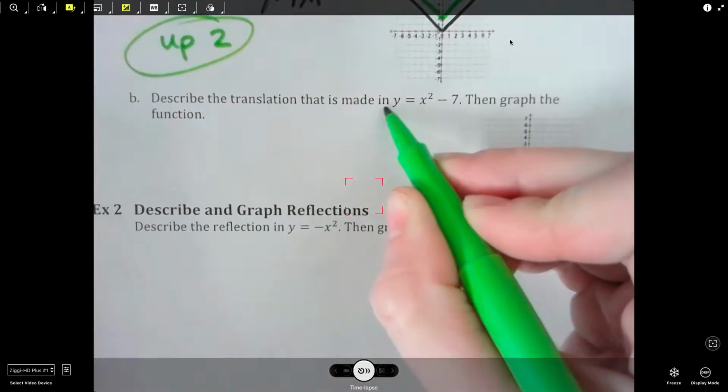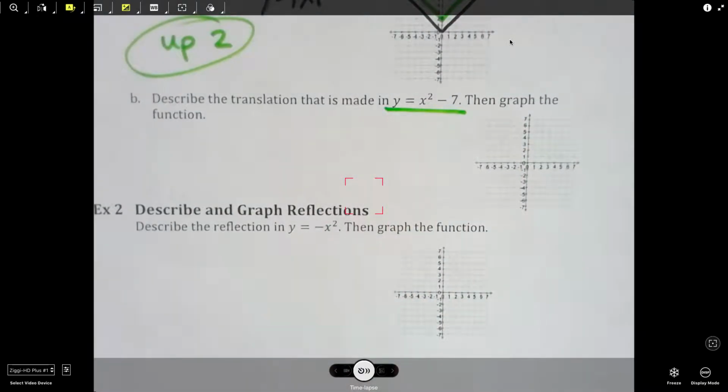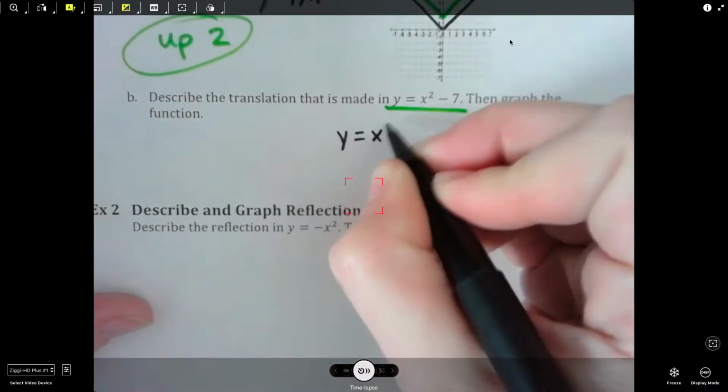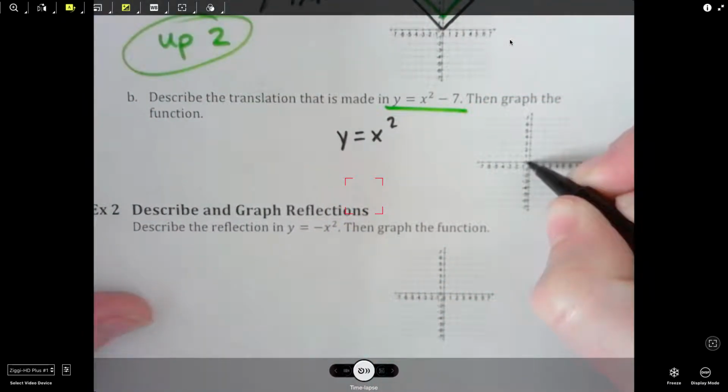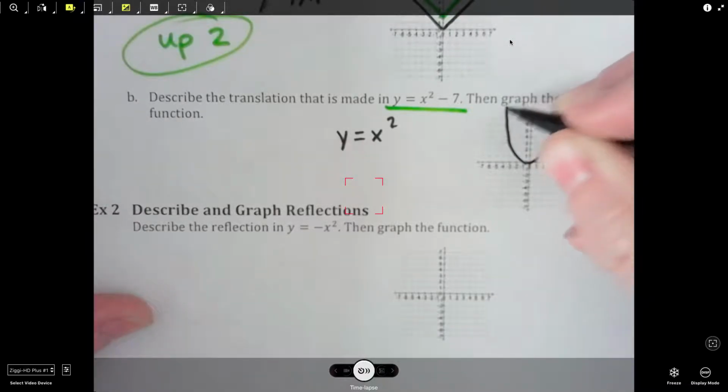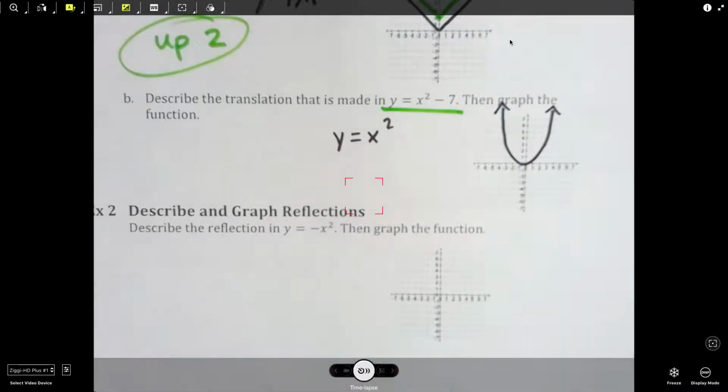Part B. If you strip away the numbers, what is left? Y equals x squared. And do we know what y equals x squared looks like? It looks like a parabola, starting at 0, 0, and he goes like this, and he goes like this. That's what the black one looks like.